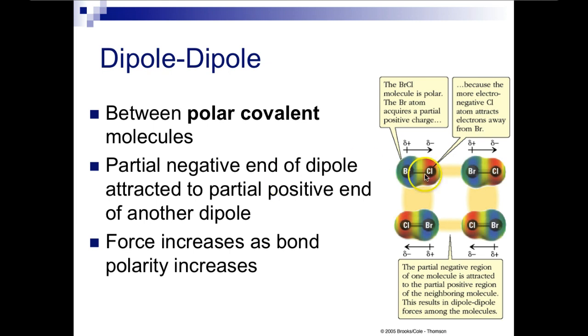So when we look at these two bromine chloride molecules, this is polar. Chlorine wants electrons more than bromine does. So this chlorine is going to be more electronegative, and it's going to want to attract the electrons from another bromine chloride molecule that is next to it. So this force will increase as the bond polarity increases. The more polar the bond, the stronger the dipole-dipole force.